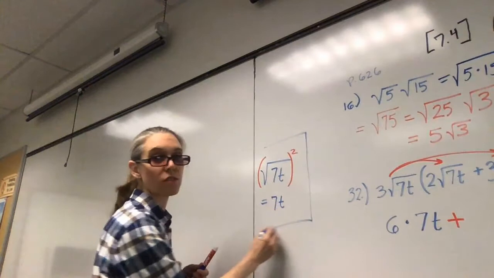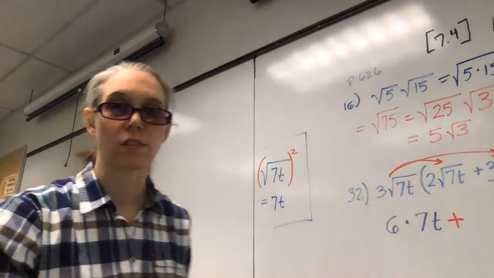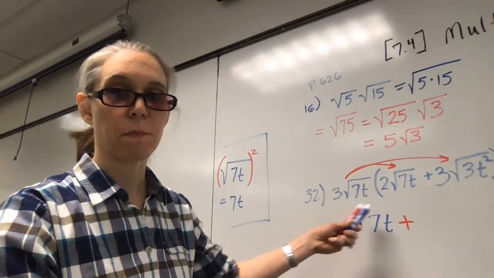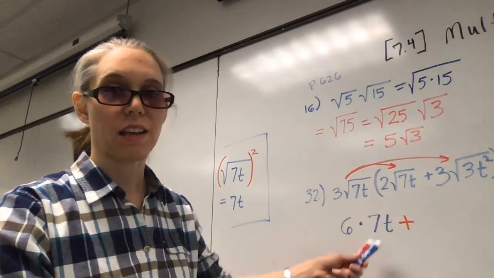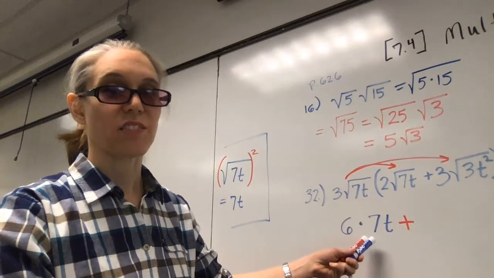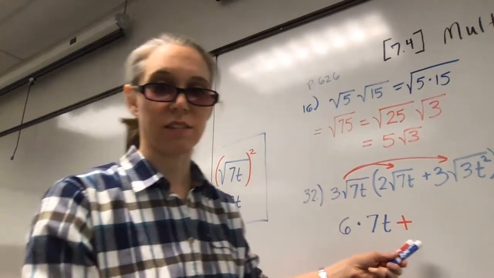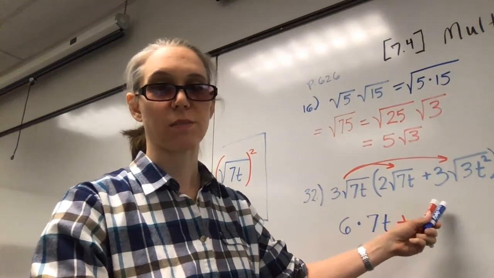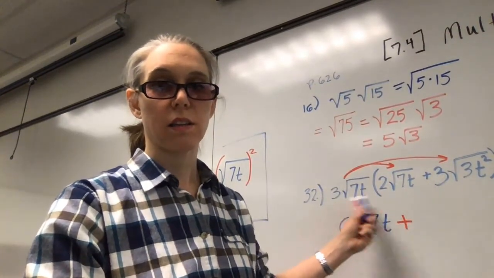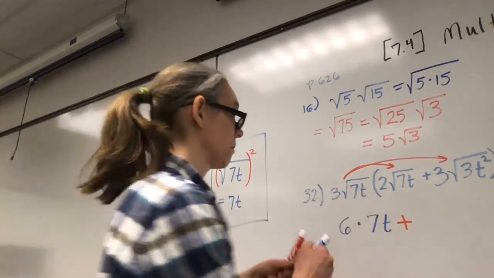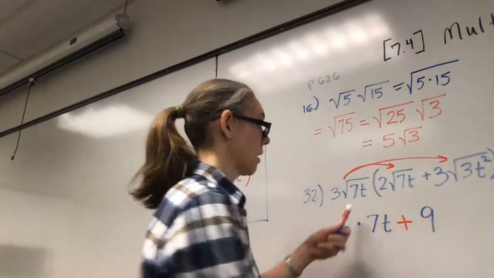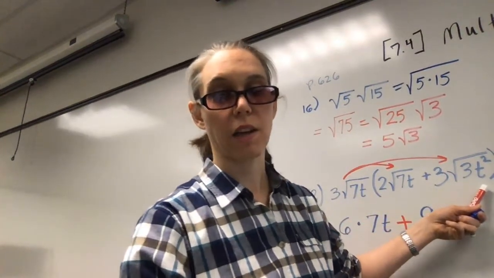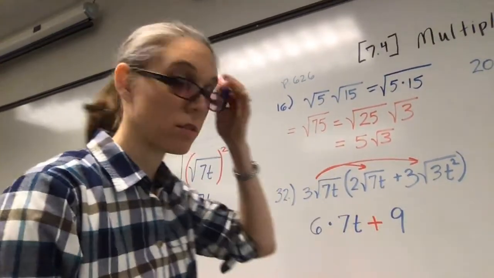Okay, so this is just my work off to the side to explain why I was able so quickly to do the square root of 7t times the square root of 7t and get just a plain old 7t. Now for the second half of this problem right here, our second half of the expression, 3 times 3 is 9. And then square root of 7t times the square root of 3t squared, I am going to combine these into one radical.